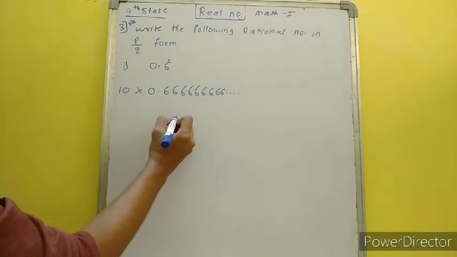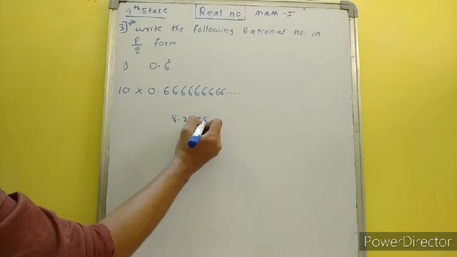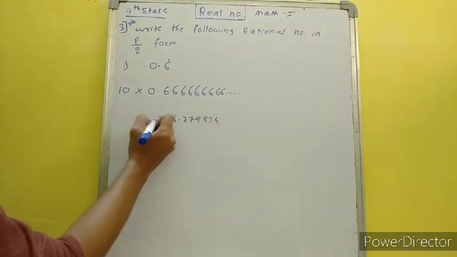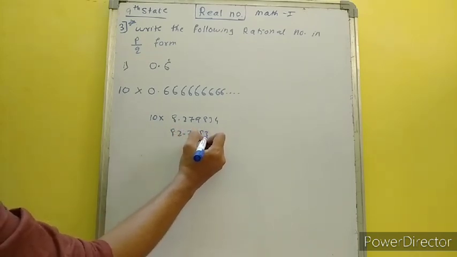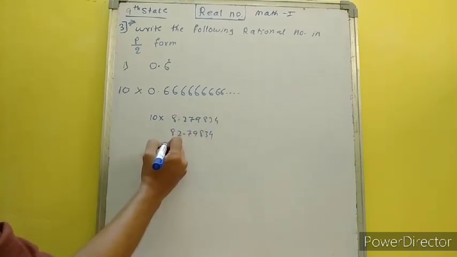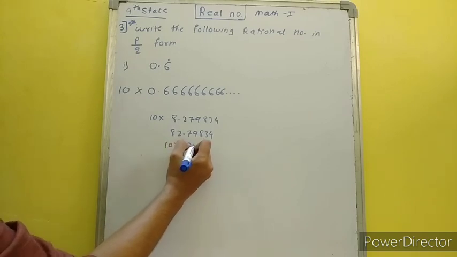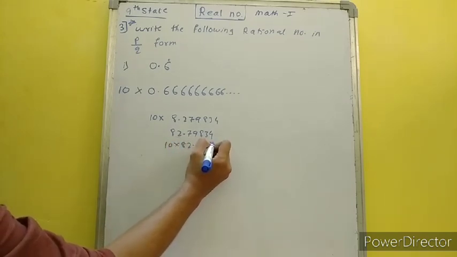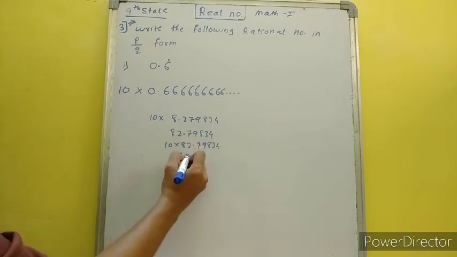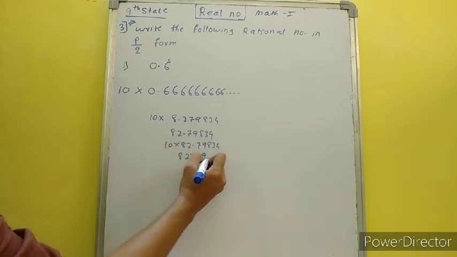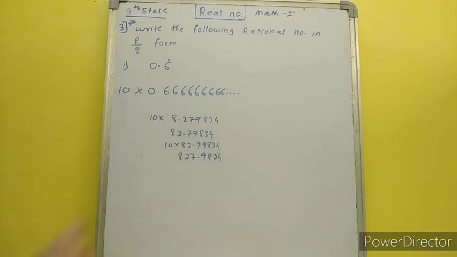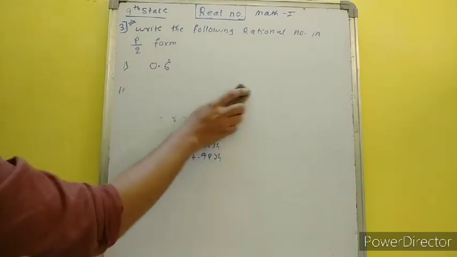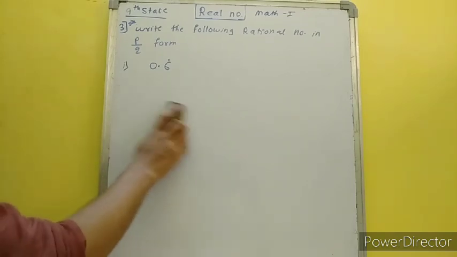Suppose I have a number 8279834. If I multiply by 10, the point will be shifted. I have 82.79834. Again, if I multiply it by 10, again the point will be shifted, 8.279834 and so on. I hope you understood how I can multiply it and let the point get shifted. Okay. So now we need to understand it. I told you that it is not very easy.